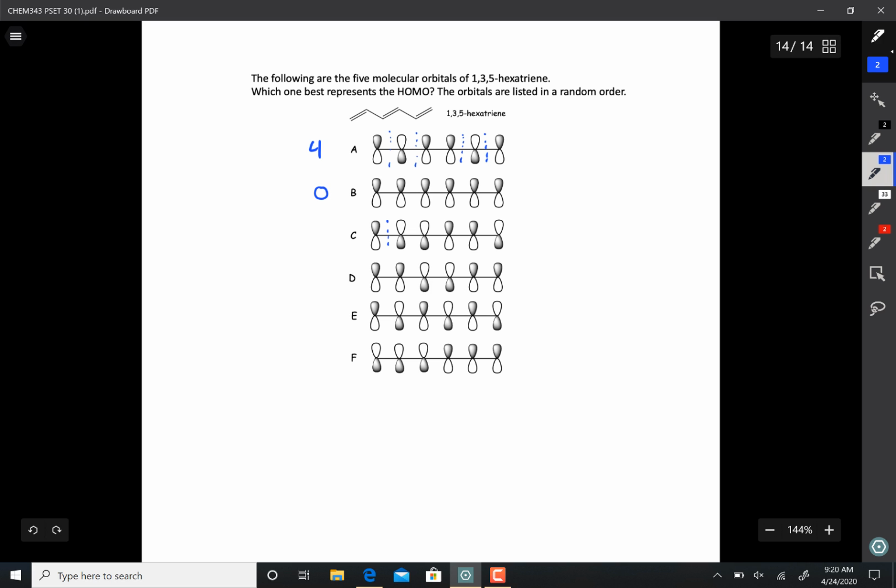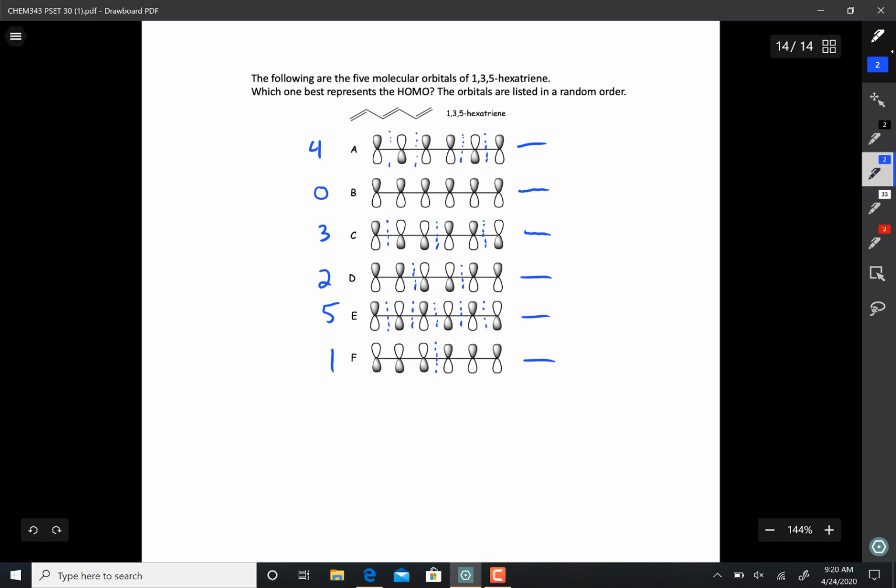C, 1, 2, 3 nodes. D, 1, 2 nodes. E, 1, 2, 3, 4, 5 nodes. F, just the 1 node.